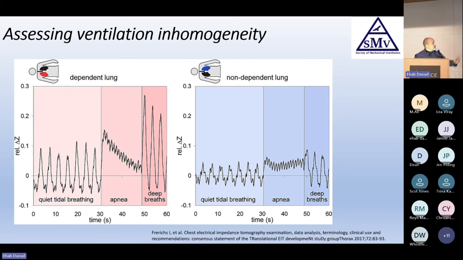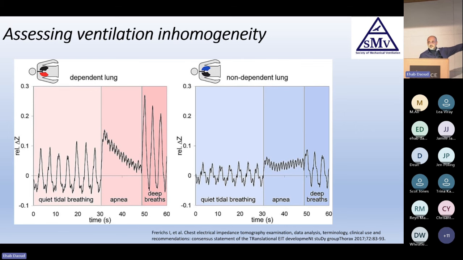If you look at this person who is lying on his right dependent lung, you can see he was doing normal tidal breathing. So you can see the change Z, which we'll just agree is supposed to be a tidal volume. Then he stopped breathing, so he's becoming apneic. You can see that his tidal volume is dropping. The end expiratory lung volume is dropping. Then he starts taking deep breaths, and of course, his lung is opening again.